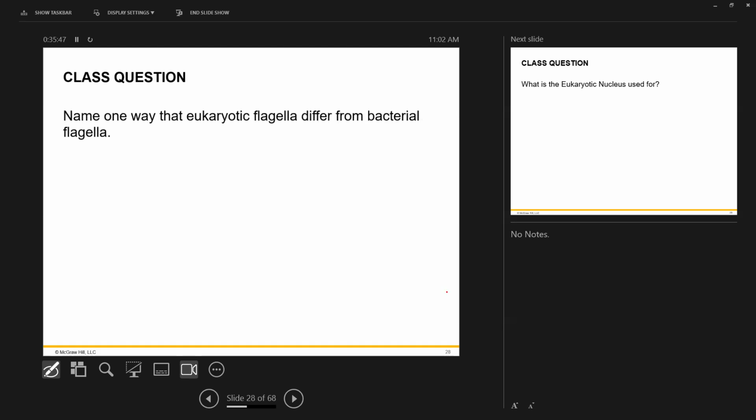Name one way that eukaryotic flagella differ from bacterial flagella. Basic concepts here. Michaela. Yep, that's one way. That's a good example. Also remember they'll move whip-like instead of rotating. That's another good one.